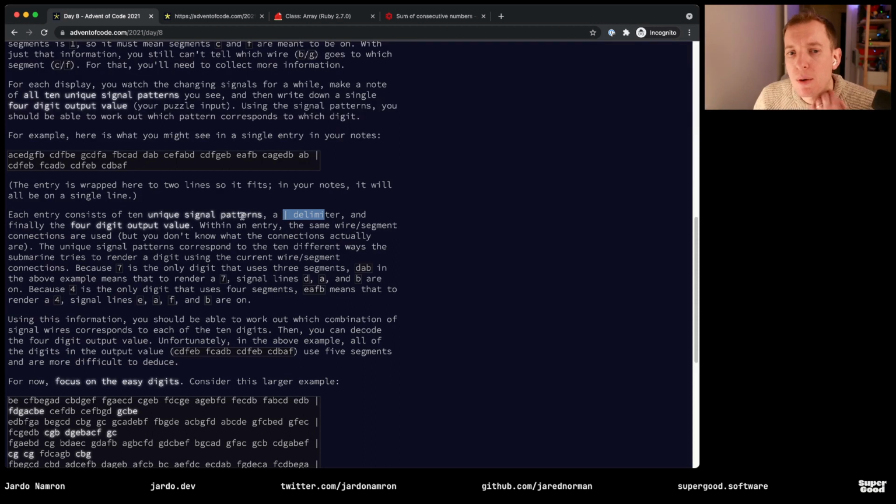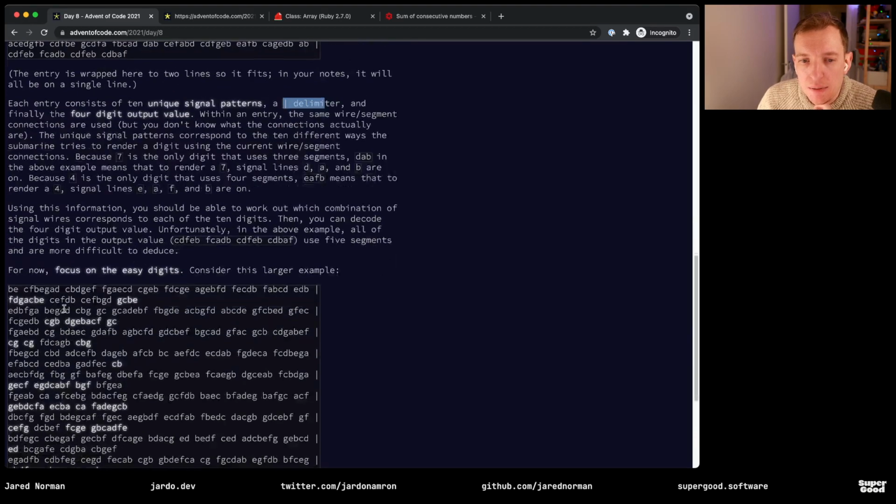Within an entry, the same wire segment connections are used, but you don't know what the connections actually are. The unique signal patterns correspond to the 10 different ways the submarine tries to render a digit using the current wire segment connections. Because 7 is the only digit that uses 3 segments, DAB in the above example means that to render 7 signal lines D, A, and B are on. Because 4 is the only digit that uses 4 segments, EAFB means that to render a 4, signal lines E, A, F, and B are on.